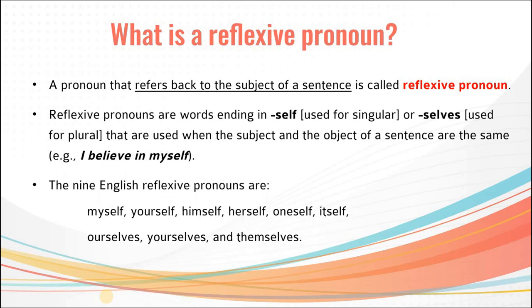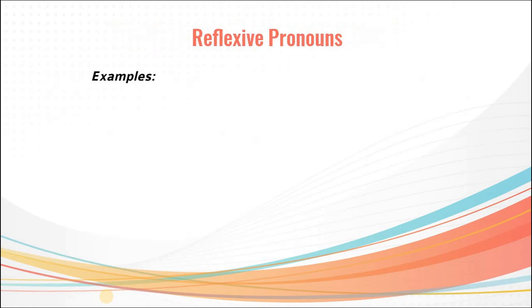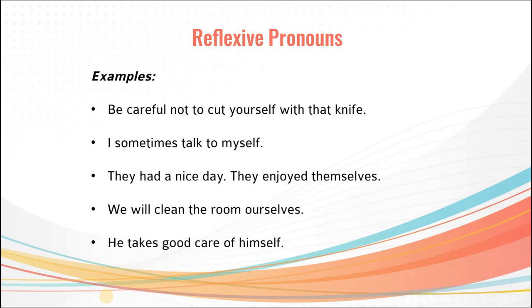The nine English reflexive pronouns are myself, yourself, himself, herself, oneself, itself, ourselves, yourselves, and themselves. Here are reflexive pronoun examples. Be careful not to cut yourself with that knife. Who will be affected by the action? Yourself. You on your own will be affected by your action. You will do the action and you will be affected by it. So this is called the reflexive pronoun.